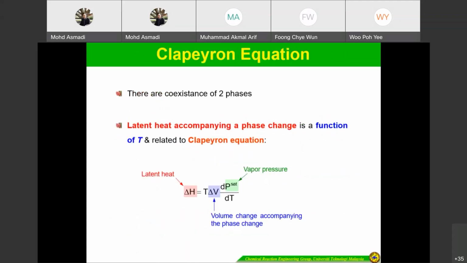So for the Clapeyron equation, if you look at here, that is the coexistence of two phases. I told you the latent heat accompanying a phase change is a function of temperature, related to the Clapeyron equation. So the change in enthalpy is the latent heat. There's a change in volume, meaning there's a volume for the liquid and also the vapor. This one is the vapor pressure, so that's why it's quite hard to say. There's dp saturated divided by dt, so we have to know how to calculate this one.